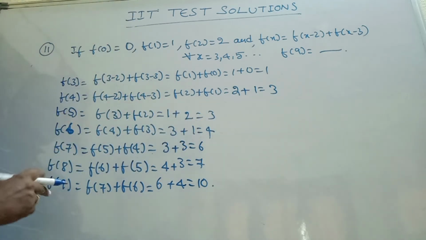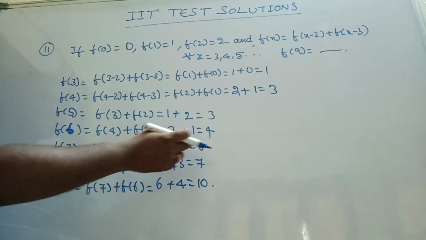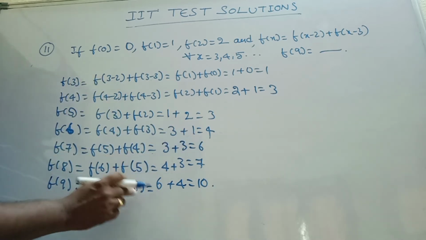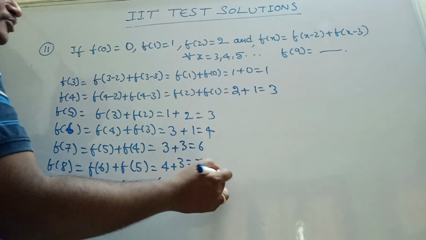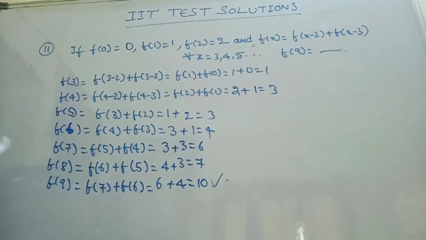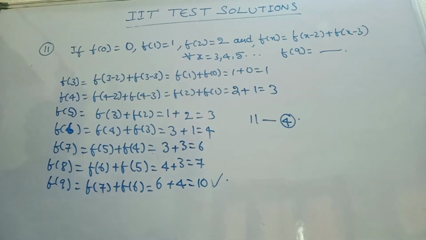In that way, if you do f(9) equal to f(7) plus f(6), f(7) already we got 6, f(6) we got already 4. 6 plus 4 equal to 10. Therefore, for the 11th question, 10 is the answer, option number 4. Okay, option number 4 is correct for this 11th question.